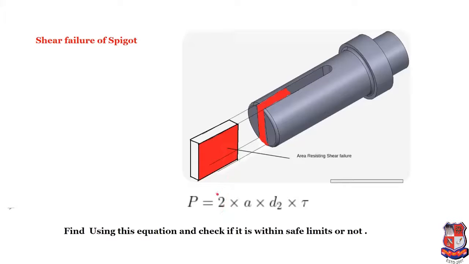Why here it is 2? Because this is this area and the second area is in the backside. So this is 2 into A into D2 into tau. Again, from that we also have A and the value of D2. So we have to check the shear stress value is within permissible limit or not.